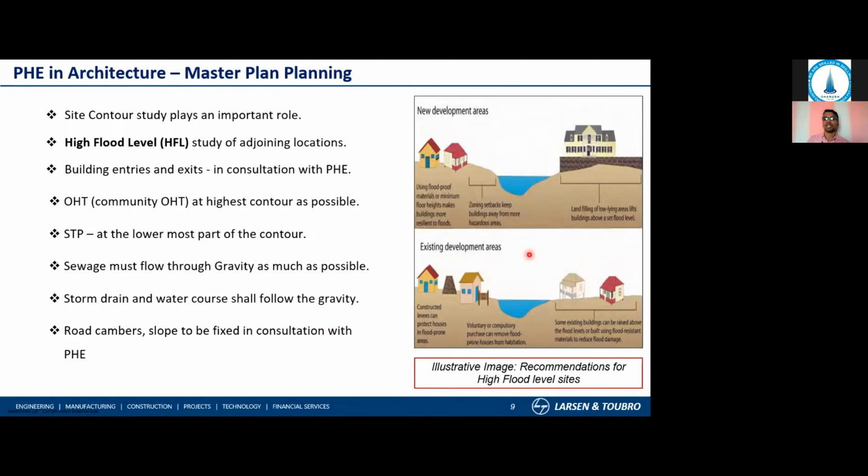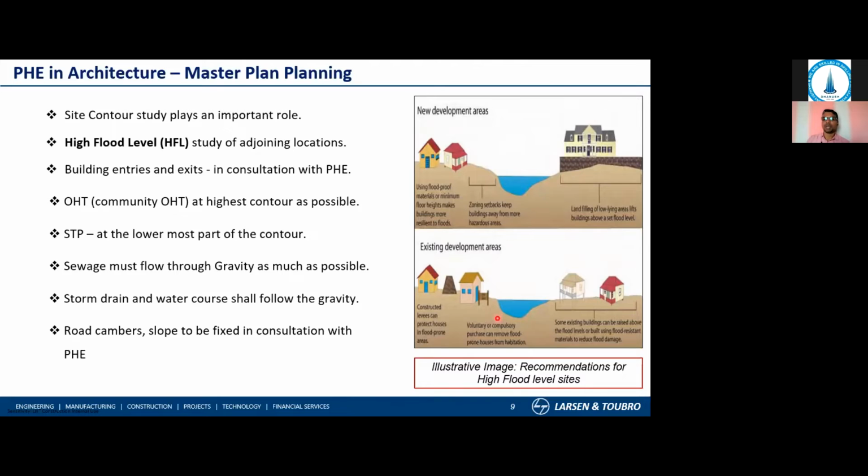This small picture I put in as an example: if there is a new development in an area where water courses are present and which is a flood-prone zone, then probably you can slightly fill up or build up the adjoining areas, so that at any flood level the water may not reach your facility and disturb it. Or you have to see whether you can shift away from that by a certain distance based on your flood data. You can decide how far it can be. This is one kind of new development.